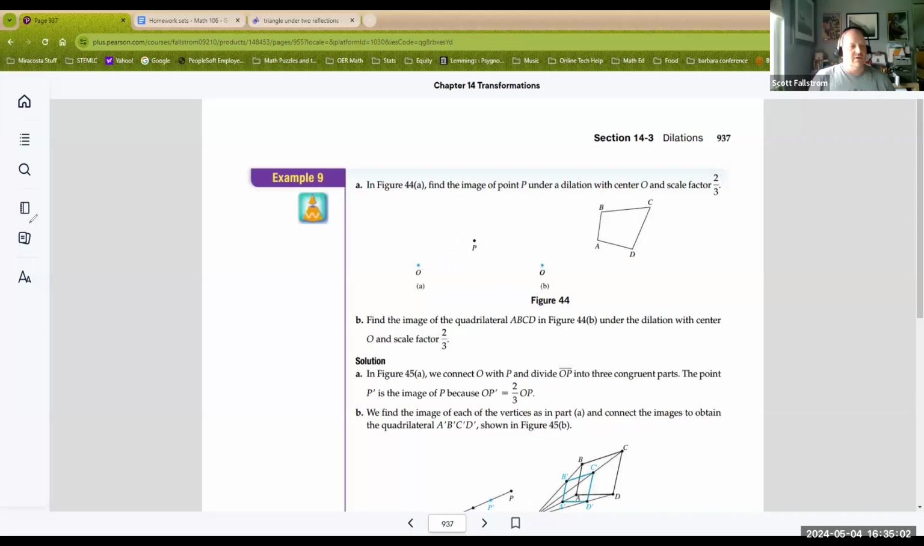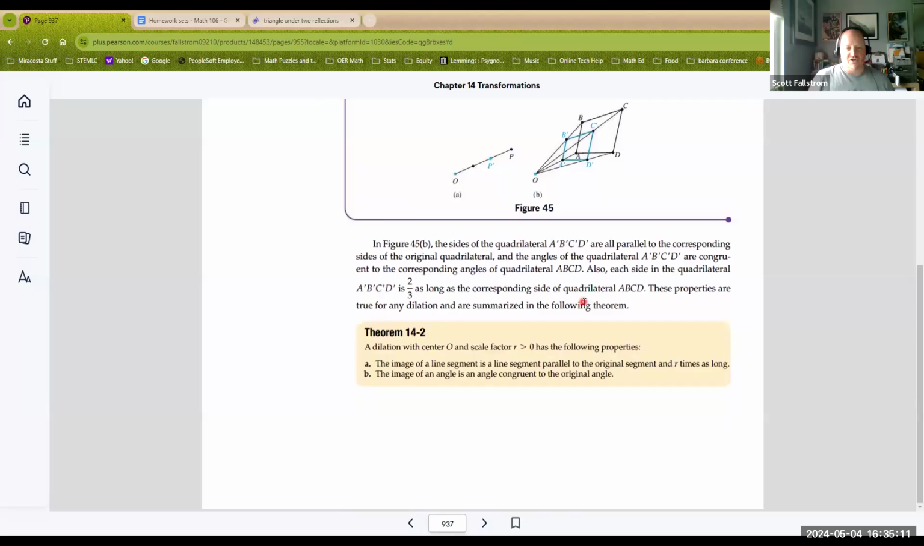You can kind of visualize that down here with this image. And it says scale factor 2/3 here. Same thing. You just connect all of the lines and then draw your new shape. All right, let's take a look at theorem 14.2.